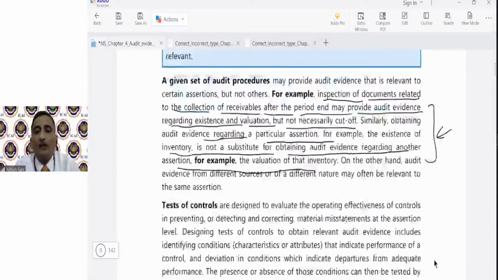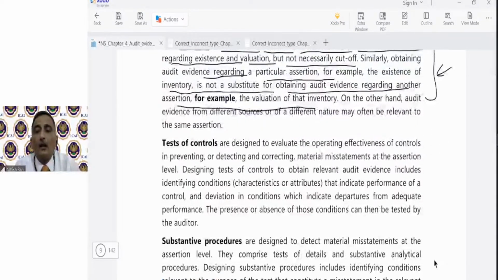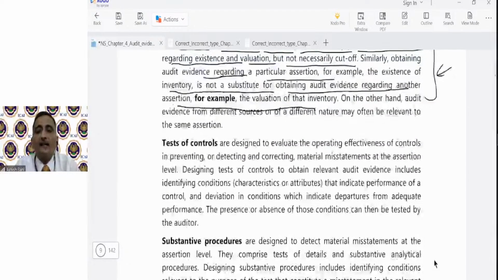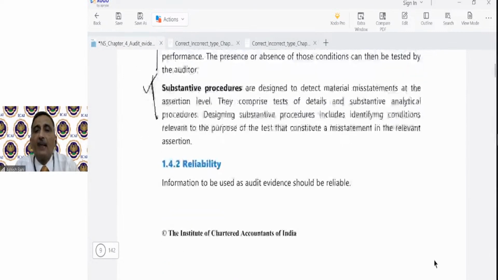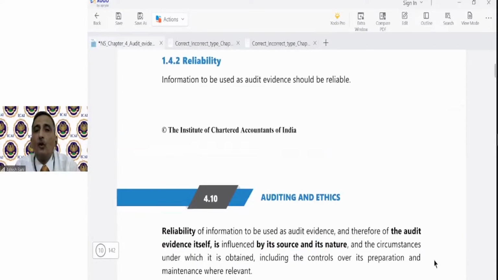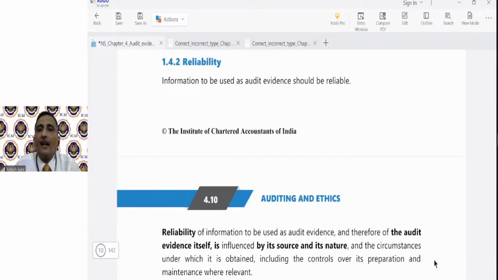Okay, students. So you have to understand relevance in this context. So audit procedures, again, students, further audit procedures, this we have already read. These are of two types: tests of control and substantive procedures. This we have already read in chapter 3. So it is again repeated here. And reliability. So information to be used as audit evidence should be reliable.